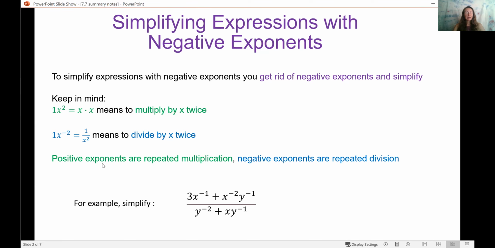So for our first example, we're going to try to simplify this expression: 3x to the negative 1 plus x to the negative 2 times y to the negative 1, all over y to the negative 2 plus x times y to the negative 1. And I'm going to take you guys to our whiteboard where we can see what that looks like.